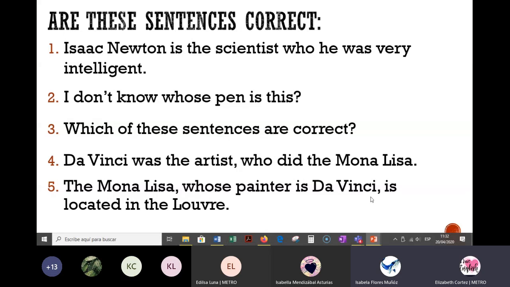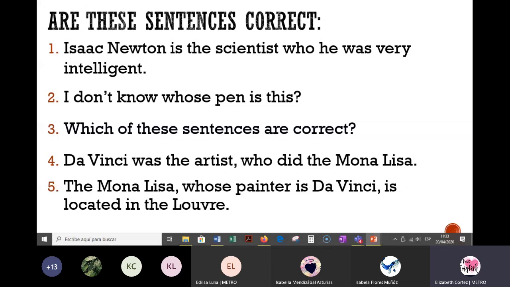Why? Because it's between commas. And we don't have a noun describing the Mona Lisa. We could rewrite it saying the Mona Lisa is, what is the Mona Lisa? A painting. A very famous painting. So we could say the Mona Lisa is a very famous painting which is located in the Louvre Museum, or which was painted by Da Vinci. But the DRC can never be between commas. Are we clear with that, guys?